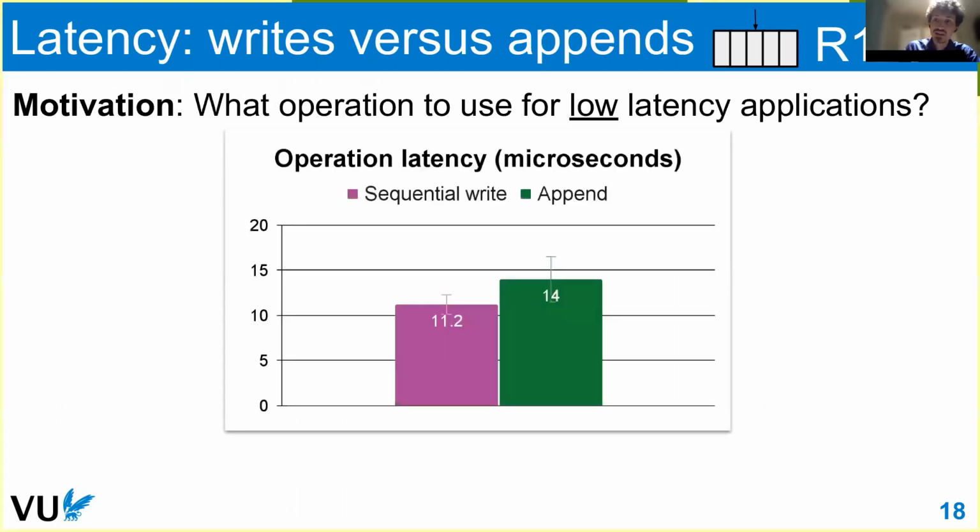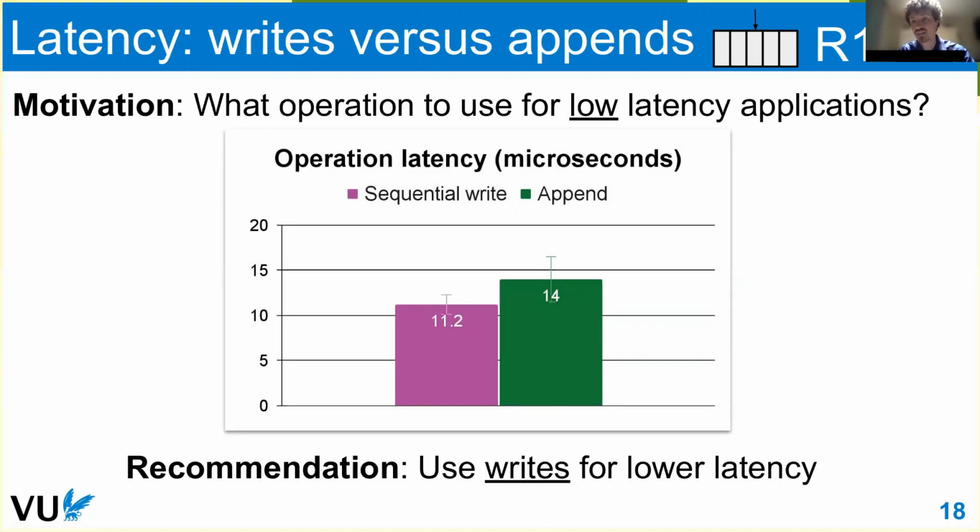What we found is that for the SSD we tested, there's a big difference. And one really needs to consider which one to use in such scenarios. We found that sequential writes are significantly faster: 11.2 microseconds, while the other one is 14 microseconds. The conclusion is that yes, use sequential writes for lower latency.